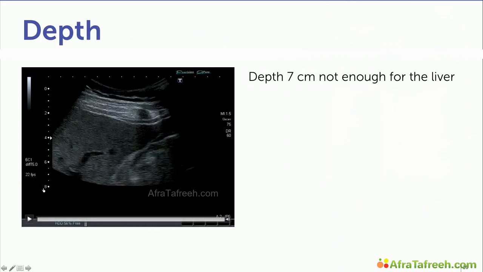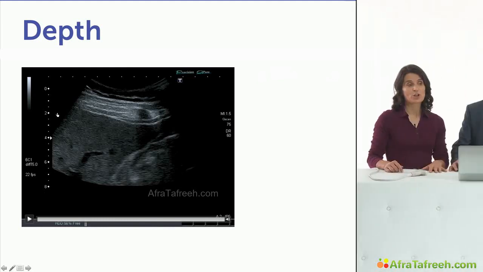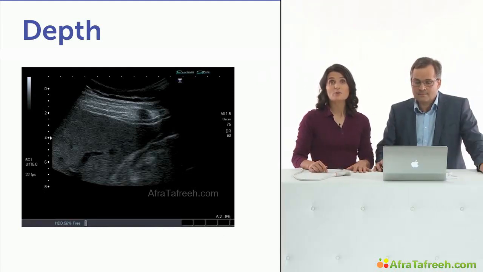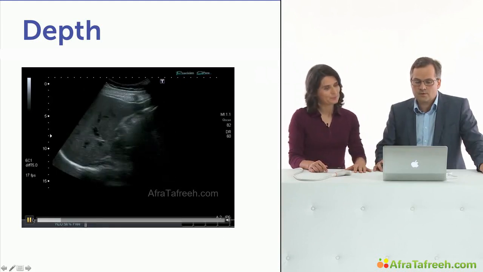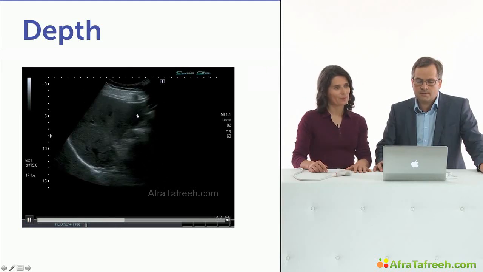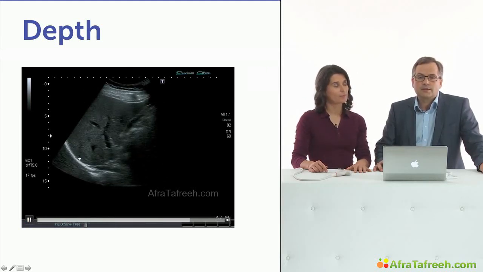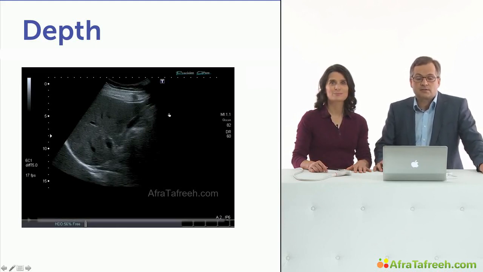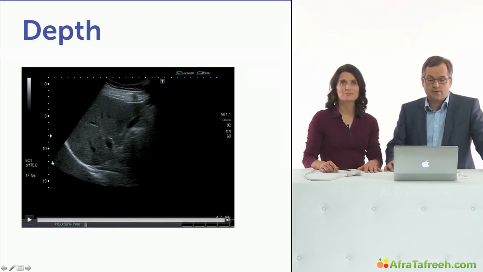Okay, so now we've reduced the settings too much. Only 7 centimeters of the liver are displayed, so we have to go deeper with the sound beam again. So we go on, adjusting the depth, and finally we found the best setting. The whole organ and the adjacent structures like the diaphragm are seen here very lovely.